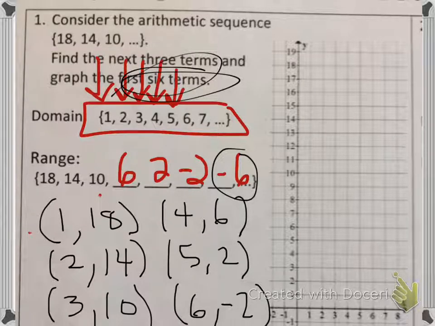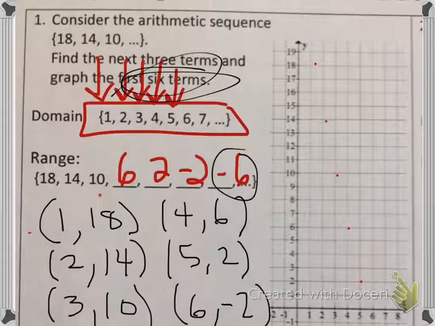So I'm over 1 and I'm up 18, so right here. I'm over 2 and up 14, so about there. Over 3 up 10. Over 4 up 6. Over 5 up 2. Over 6 down negative 2. Okay, so here's my graph.